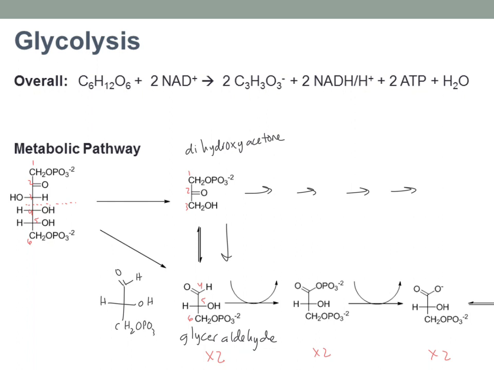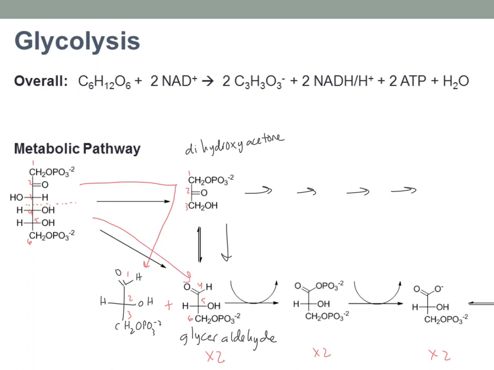So PO3 2 minus. So this one up here basically is going to make a second glyceraldehyde. So we're going to end up with 2 glyceraldehydes at the end. We're going to take the top half, chop it into dihydroxyacetone, which is then going to convert into glyceraldehyde, and we're going to take the bottom half and convert it into a glyceraldehyde also.